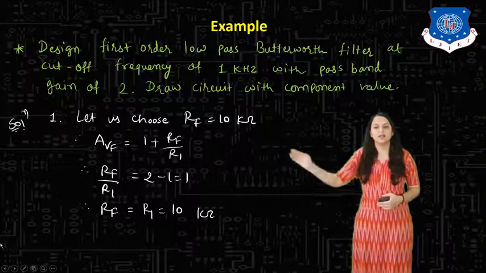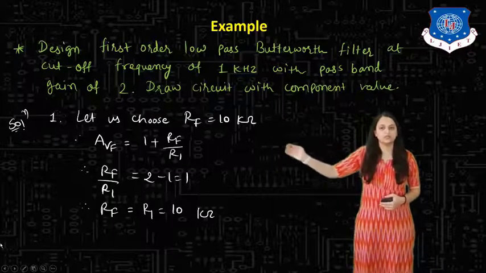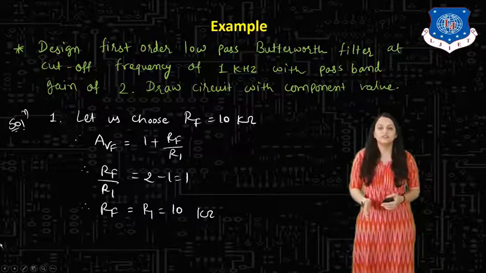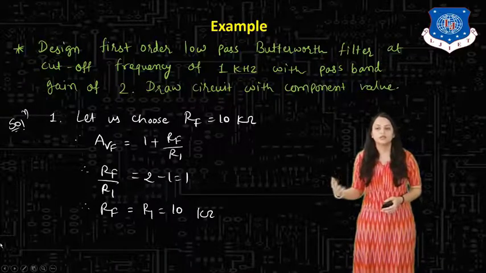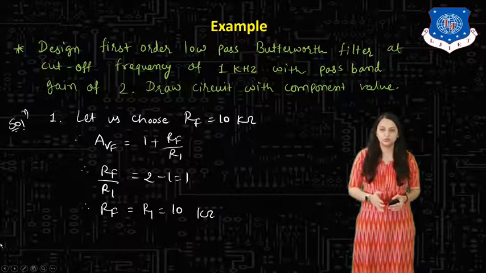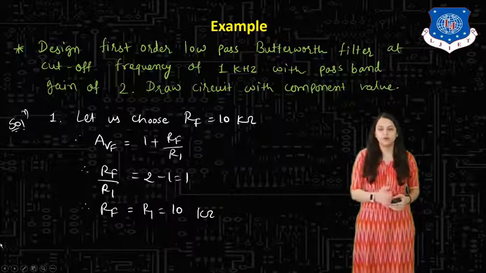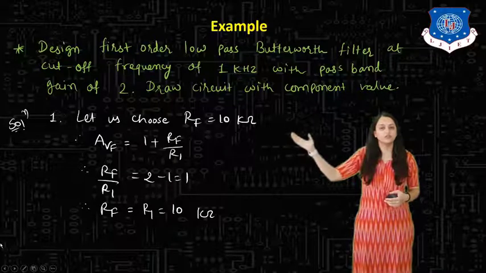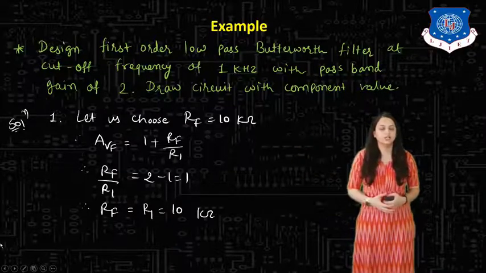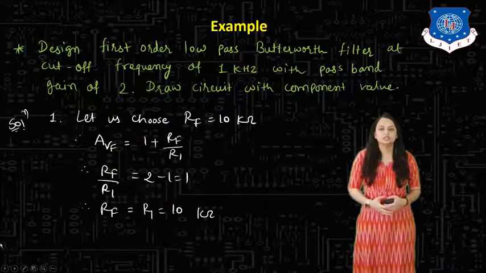So here let us select RF equal to 10 kilo ohms. We know that AVF equals 1 plus RF by R1. Here AVF is given as 2, so the ratio of RF by R1 will be 1. And if we have taken RF equal to 10 kilo ohms, R1 will also be equal to 10 kilo ohms because of this formula.